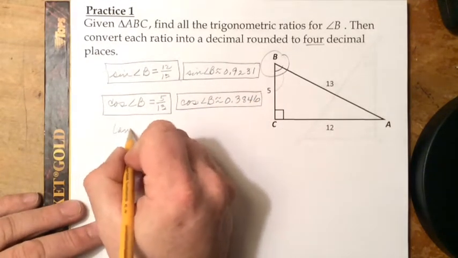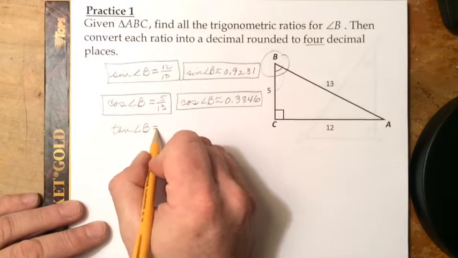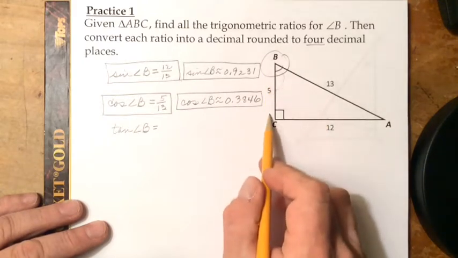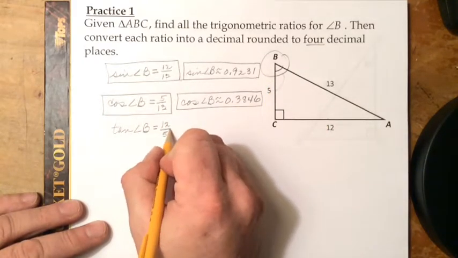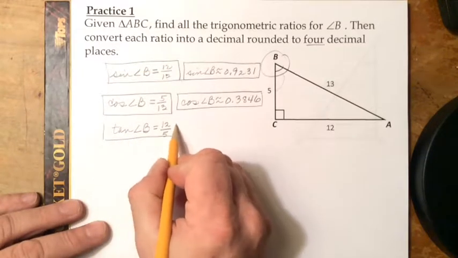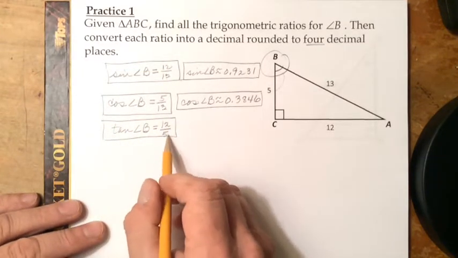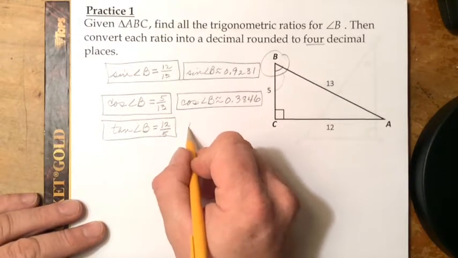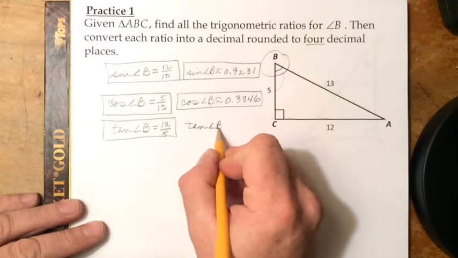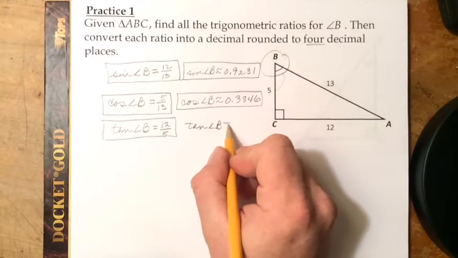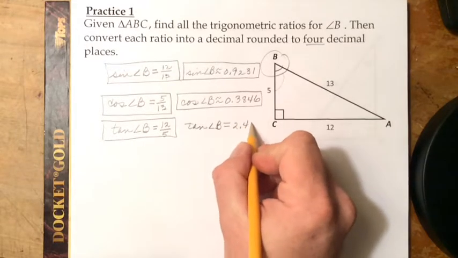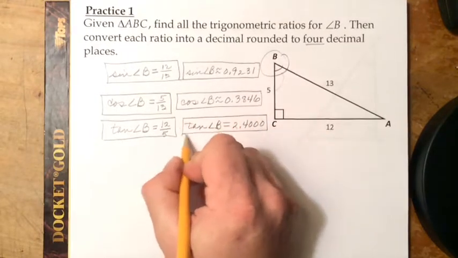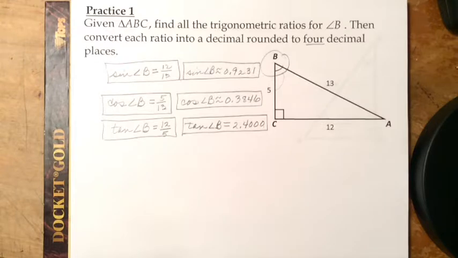And finally, the tangent of angle B is defined as opposite over adjacent. So that would be 12 over 5. And this one does not reduce, and just because it's improper doesn't mean you change it to a decimal or a mixed number. Just leave it like this. And then for the decimal equivalent, the tangent of angle B, divide 12 by 5, and you get exactly 2.4, but we do need those 3 zeros on the end because we're rounding to 4 decimal places. 1, 2, 3, 4. And there are your answers.